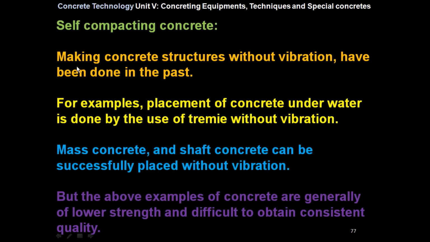Making concrete structures without vibration has been done in the past. For example, placement of concrete underwater is done by the use of tremie without vibration. Mass concrete and shaft concrete can be successfully placed without vibration. But the above examples of concrete are generally of lower strength and difficult to obtain consistent quality.